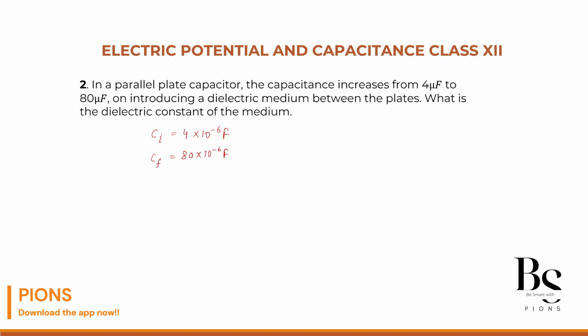So always remember, because this is going to 80 microfarad once you add the dielectric, CF upon CI must be equal to K, because we know the formula that always new capacitance will be K times the initial capacitance, right? So K will be C dash upon C naught. So let's divide CF, the final one, which is 80 into 10 to the power minus 6 whole divided by 4 into 10 to the power minus 6, which is equals to K. Cancel out, this 20. That is our dielectric constant value.